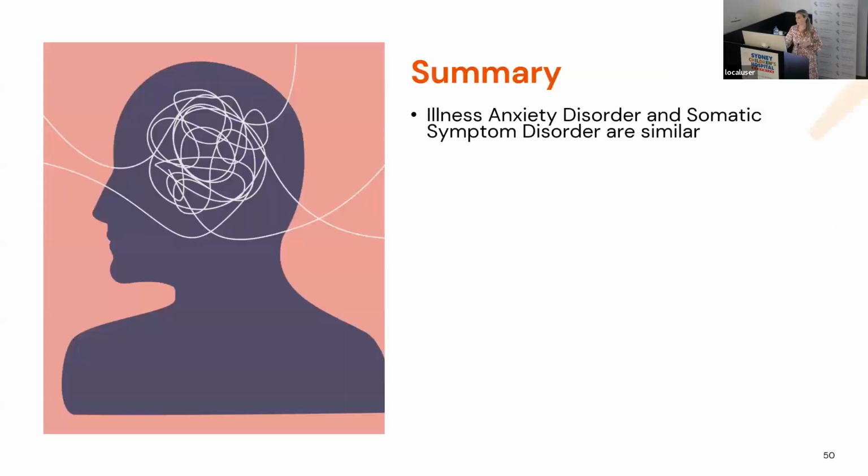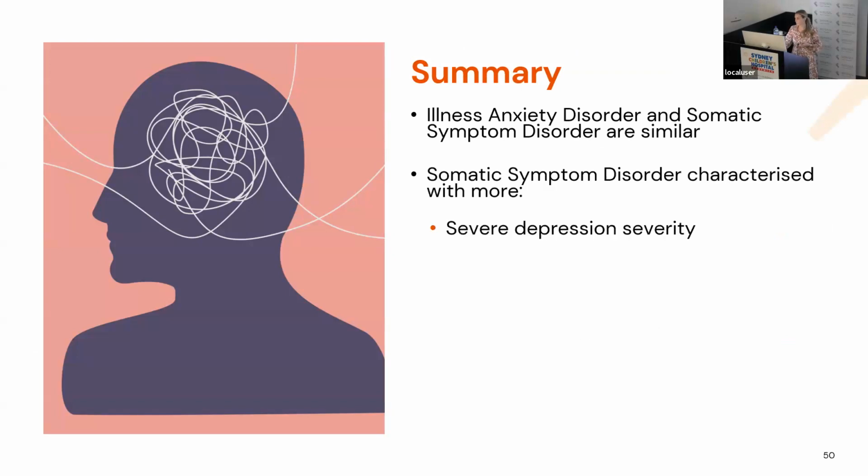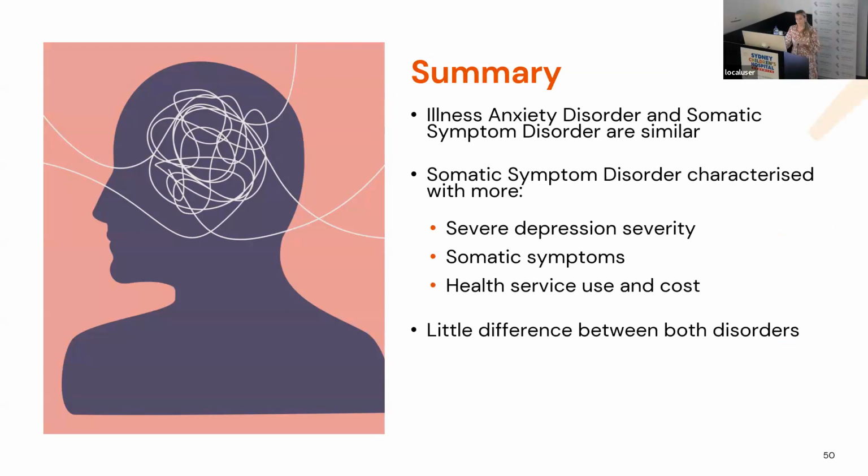So just to summarise, illness anxiety disorder and somatic symptom disorder are similar in terms of their demographic information, their onset and their course. The differences that we did observe were that somatic symptom disorder was characterised with more severe depression severity, greater somatic symptoms, and more health service use and cost. But as a whole, there is little difference between these two disorders, and the differences that are there seem to be related to severity, which is in line with previous research.